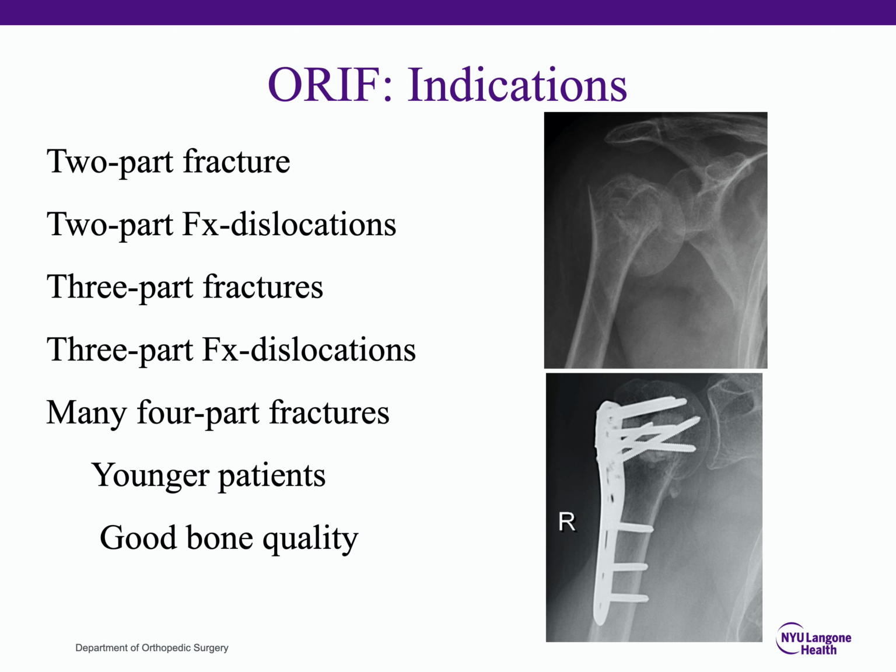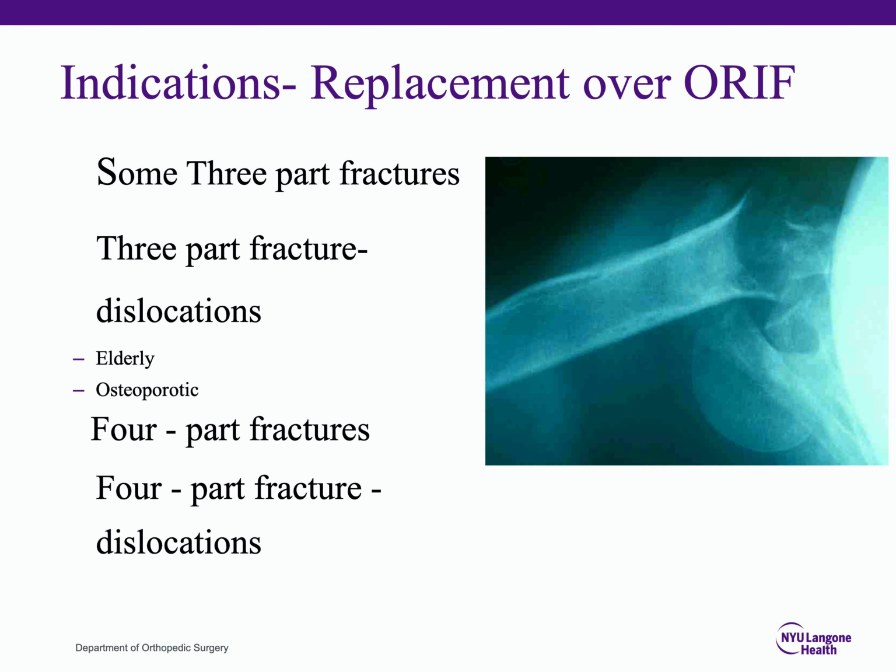Indications for surgery, 2-part fractures or 2, 3, or 4-part fractures, especially in the young patients with bone quality. The standard of care today has become use of locking plates, which have definitely changed our operative methods and indications. Replacements, these are usually reserved for 3 and 4-part fractures or fracture dislocations in the elderly with poor bone structure.